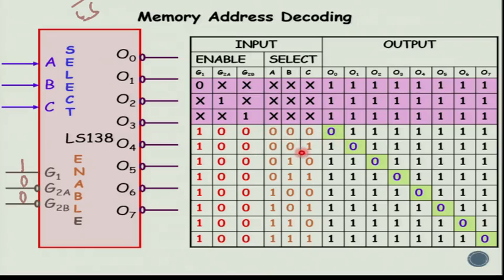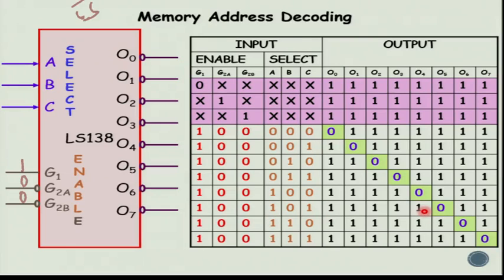If it's going to be 001, output 1 is going to be made low. If it is 010, output 2 is going to be made low, and so on. So one of the outputs would be active based upon the combination of A, B and C. So if A, B and C happen to be 101, output 5 is going to be active. So that's how the decoder is going to function.